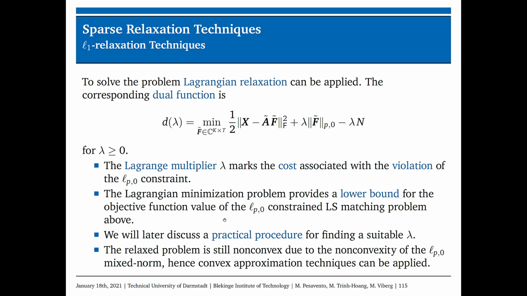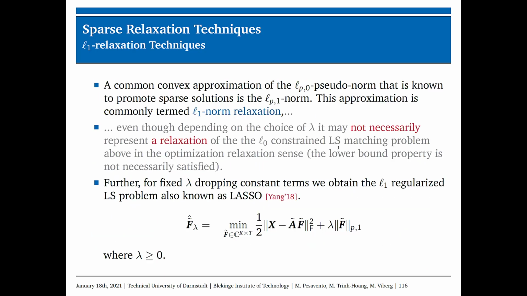We will later discuss practical procedures for finding a suitable choice of lambda. We first, however, remark that the relaxed problem is still non-convex due to the non-convexity of the L0 norm involved. Hence, we want to apply approximation techniques in the following. A common convex approximation of the L0 pseudonorm that is known to promote sparse solutions is the L1 norm.